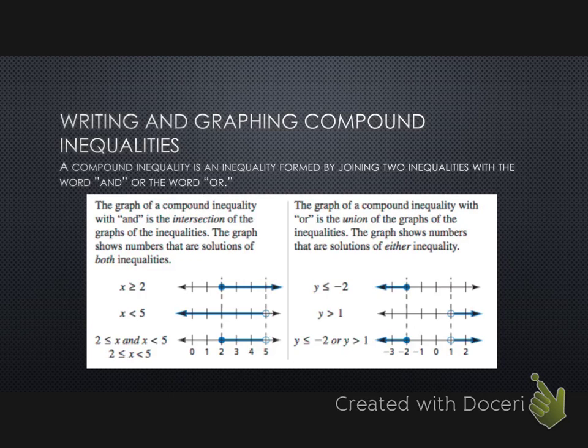Like in the example on the left, the graph of a compound inequality with and is the intersection of the graphs of the inequalities. The graph shows numbers that are solutions of both inequalities. So with x is greater than or equal to 2 and x is less than 5, you're just going to look at the interval that both have in common. Now as far as the or, you've got one going one direction, one going the other way. You just graph both of them right here.